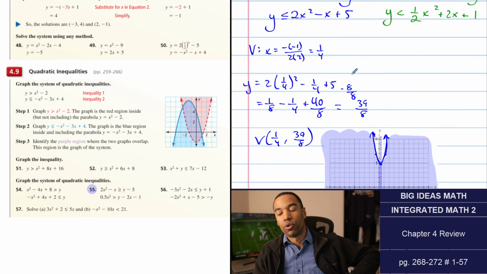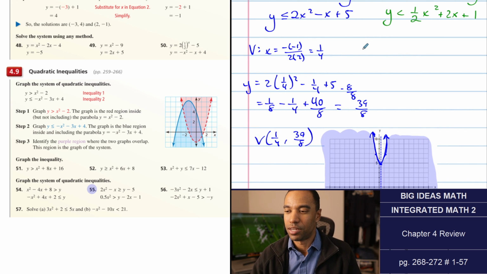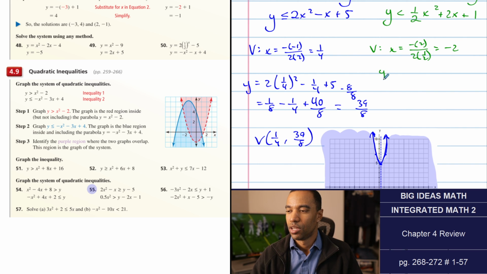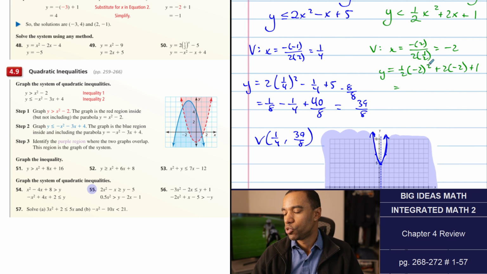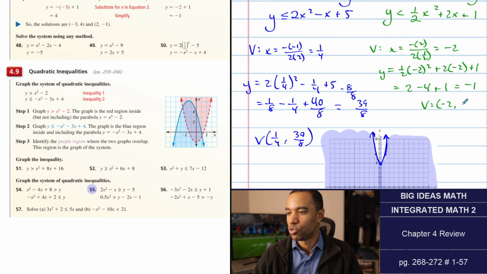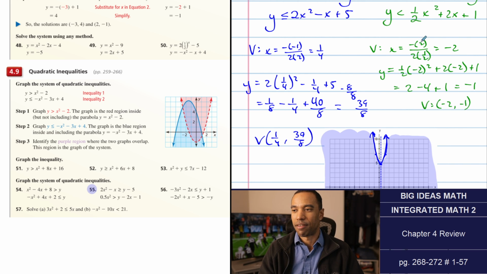Green should be, well, I don't know how the y value is going to be. I think the y value should be fine, but green should be a lot better. So for the vertex, you got x equals negative b over 2a. 2 times 1/2 is 1, so you get negative 2. The y value, you get 1/2 times negative 2 squared plus 2 times negative 2 plus 1. Negative 2 squared is 4, divided by 2 is 2. 2 minus 4 is negative 2, plus 1 is negative 1. So your vertex here is at negative 2, negative 1. Much better. And this is just a 1/2 stretch factor.